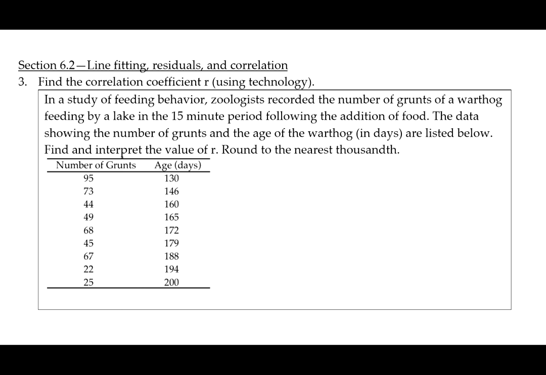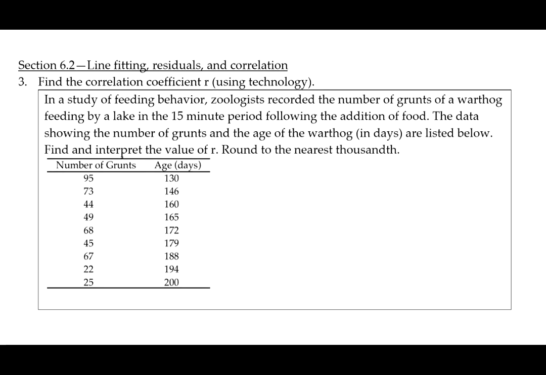Learning Objective 3 from Section 6.2 is to find the correlation coefficient R using technology. In a study of feeding behavior, zoologists recorded the number of grunts of a warthog feeding by a lake in the 15-minute period following the addition of food. The data showing the number of grunts and the age of the warthog in days are listed below. Find and interpret the value of R, round to the nearest thousandth.